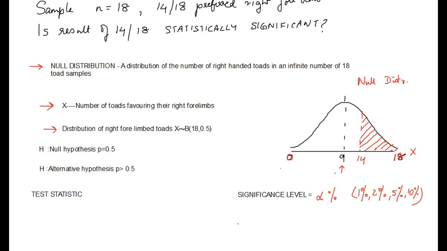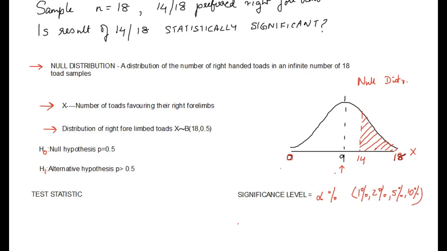So now we have to define our two hypotheses. The null hypothesis is defined by the letter H0. It is defined by the parameter: probability of right-limbed toads is 0.5. And the scientist's hypothesis, which is the brand new hypothesis, is called H1. It's called the alternative hypothesis, and the alternative hypothesis is that the probability of the toad being right-limbed is greater than 0.5.